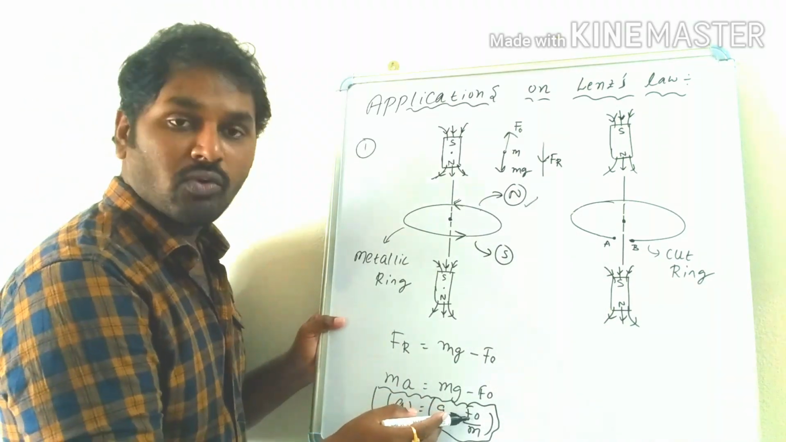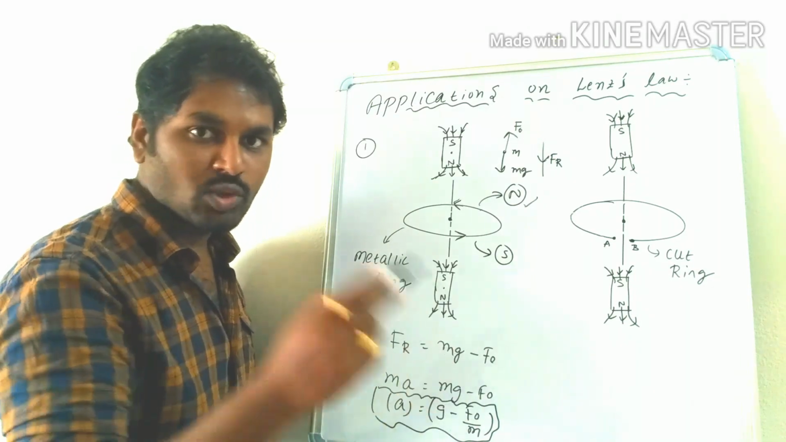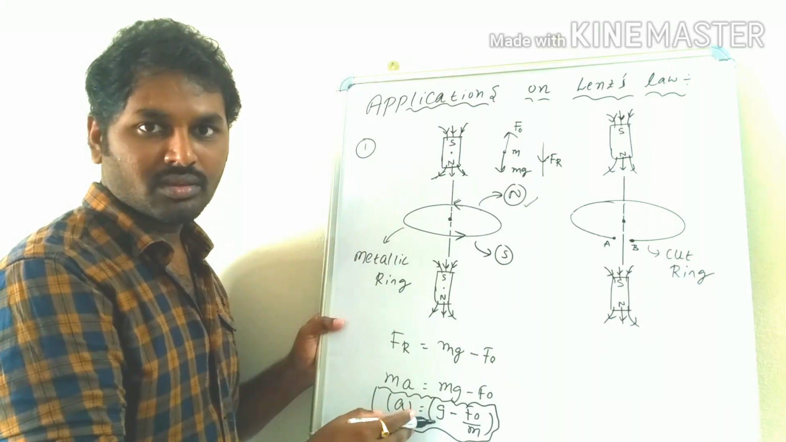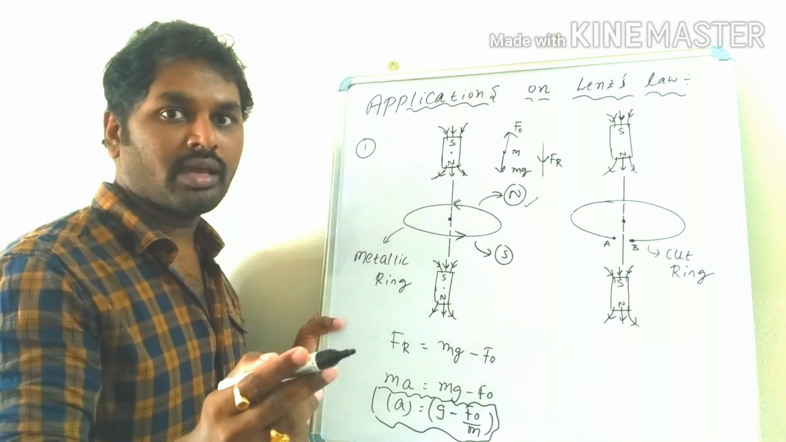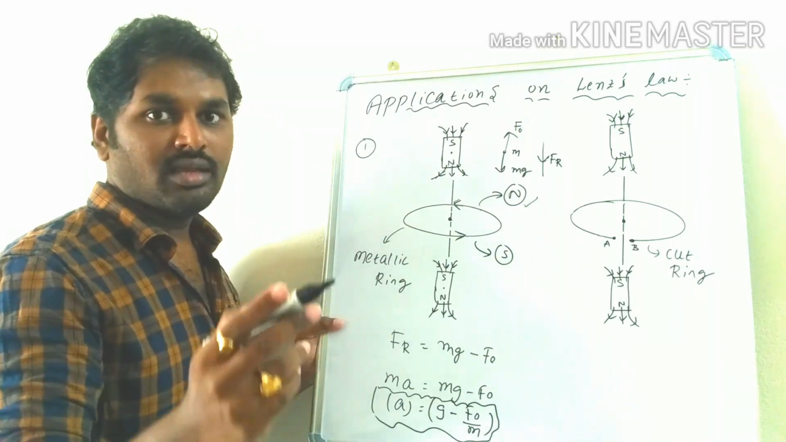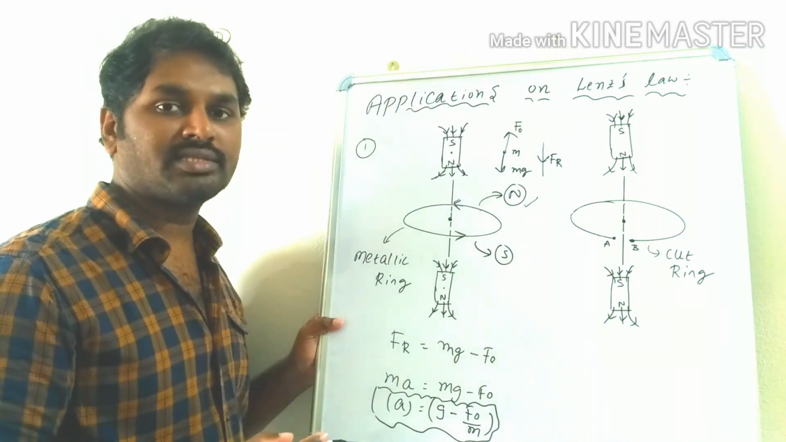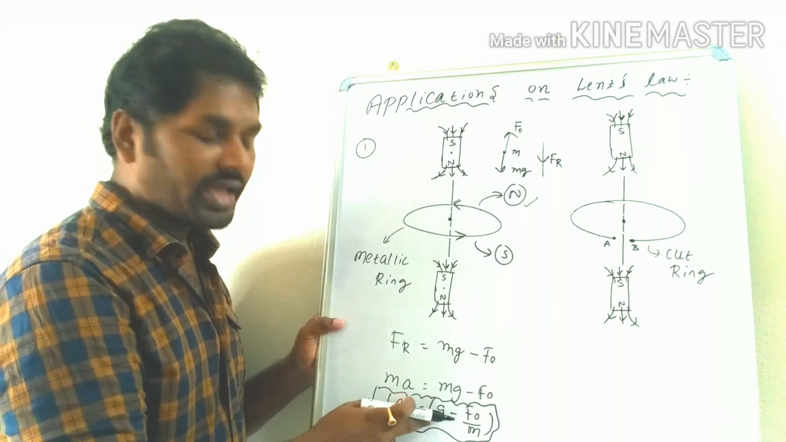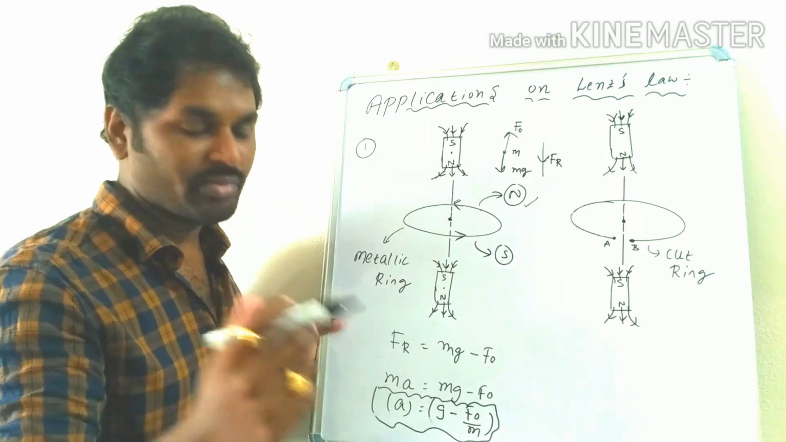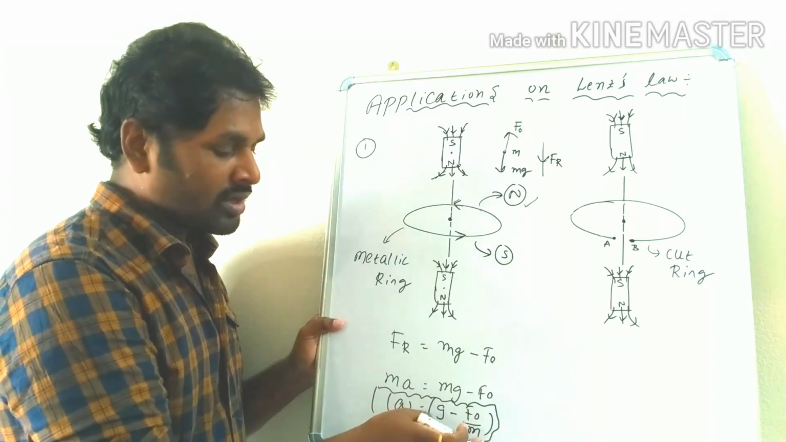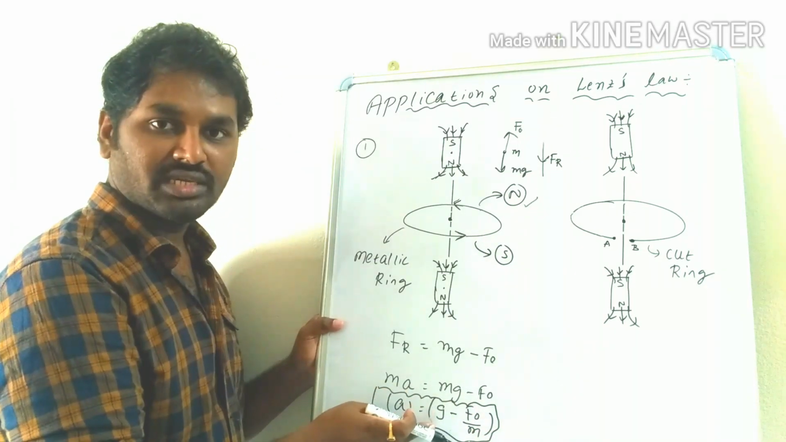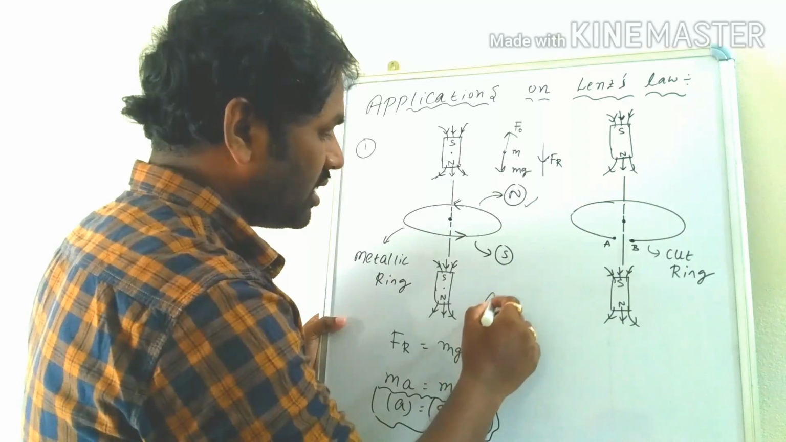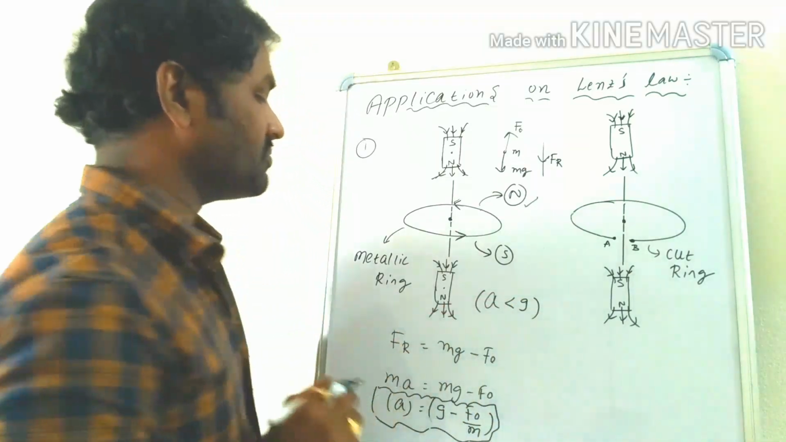If the opposition force F naught is 0, there is no opposition, there is no induced current, then a is directly equal to g. But here, due to induced current and induced magnetic flux, there always exists an opposition according to Lenz's law. So in this case, you get an acceleration which is less than the acceleration due to gravity. How can we say less than? Because we are subtracting some factor F naught by m from g. So you can write a is less than g.